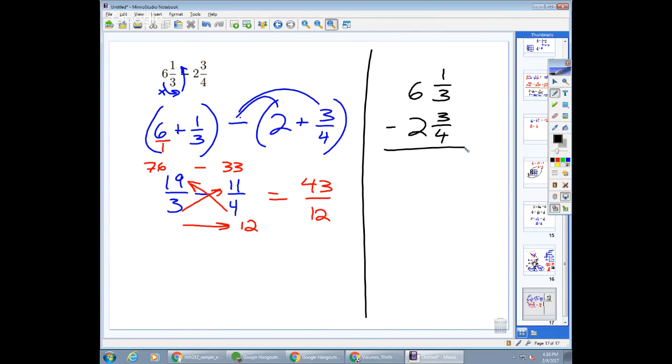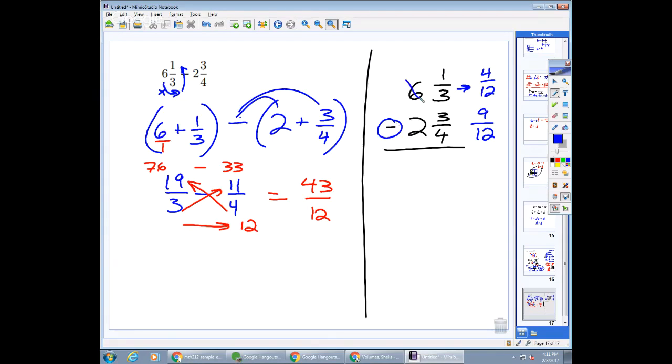So let's compare this algorithm. Can I take 1/3 minus 3/4, or is that a problem? But I can't, I need a common denominator first. Yeah, so 12ths would be the common denominator. So I would rewrite that as 4/12 and this one as 9/12. But I'm still trying to subtract. Can I take 9/12 away from 4/12? The answer is no. So what do I have to do? I have to borrow, okay?